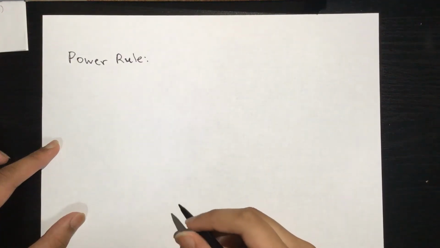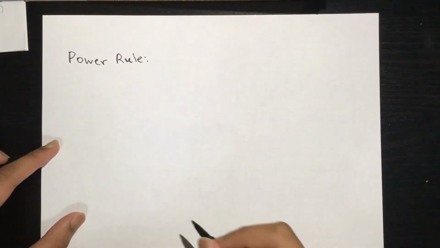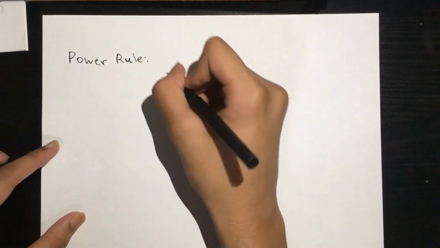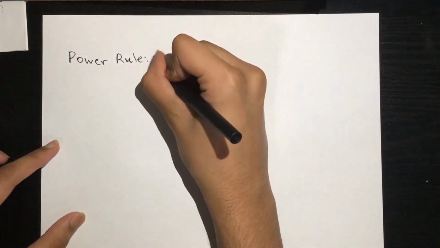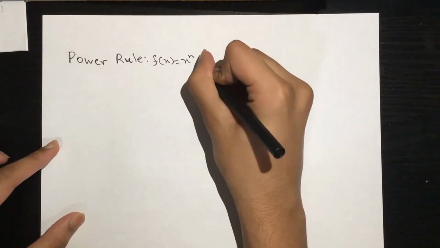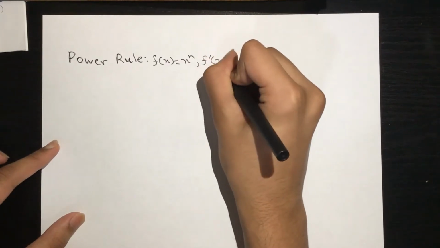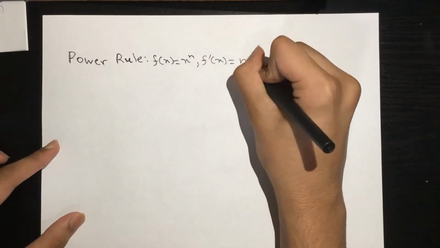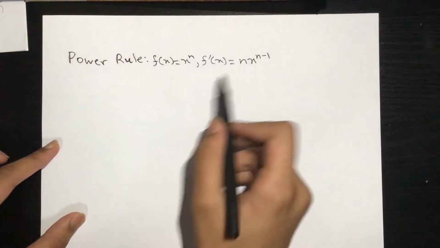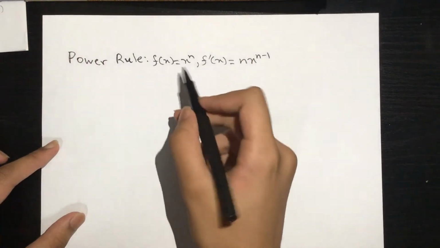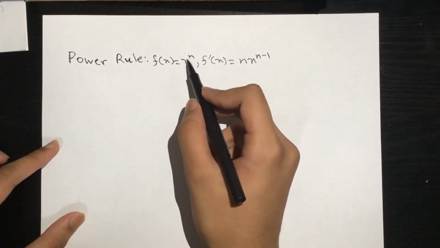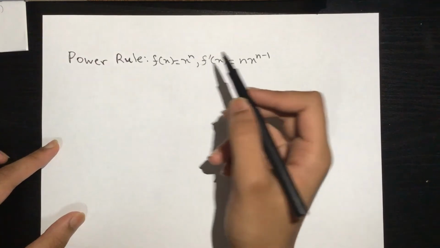Today we're going to go over the power rule and the proof of the power rule and how to use it. So the power rule states that given a function f of x is equal to x to the n, then the derivative of that function, f prime of x, is equal to n times x to the power of n minus 1. Now this rule is very useful in finding the derivative of functions where the function is set up like this, x to the n.